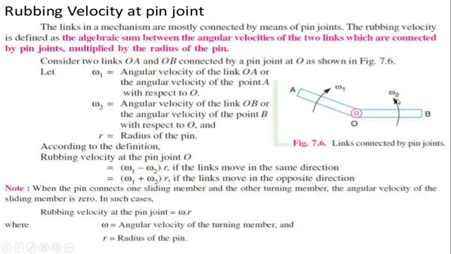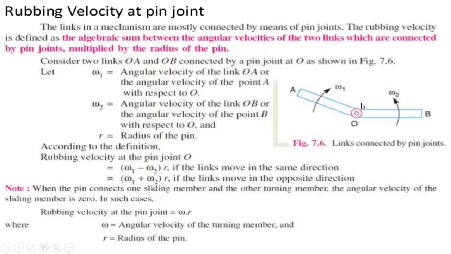and it can also be taken as the angular velocity of the point B with respect to point A, because point O is the fixed end, the pin joint end, which is the center between points A and B. Small r is the radius of the pin O.